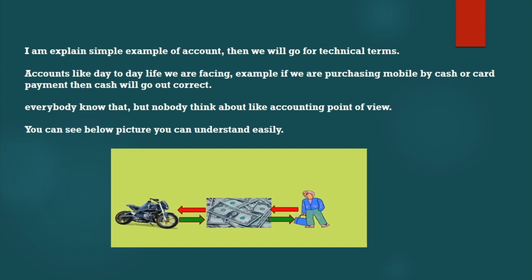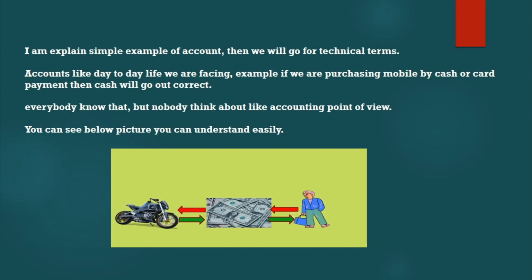You can see the picture below, and you can understand easily. You can see the red mark and green mark, and the arrow is there, correct? One guy is standing, the red mark, and that guy is planning to purchase a motorcycle. So what happened? He spends money. The money is going to the showroom, because he is purchasing the motorcycle.